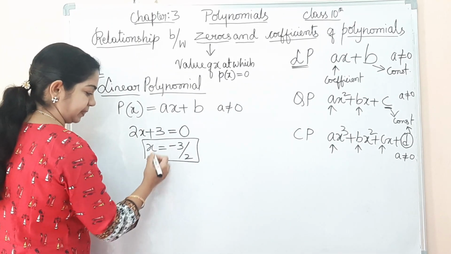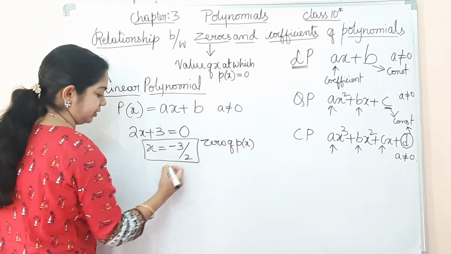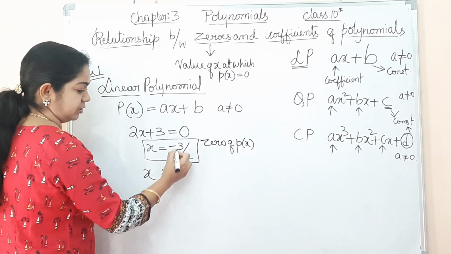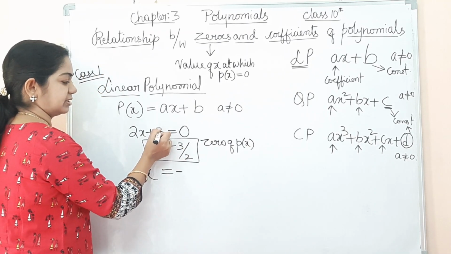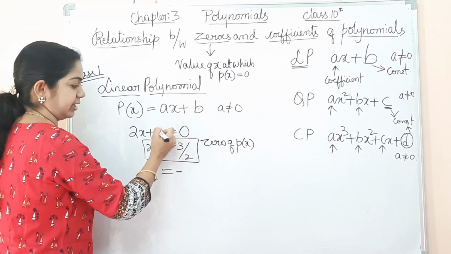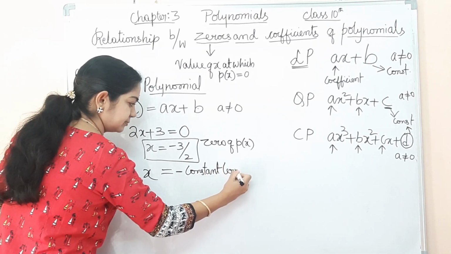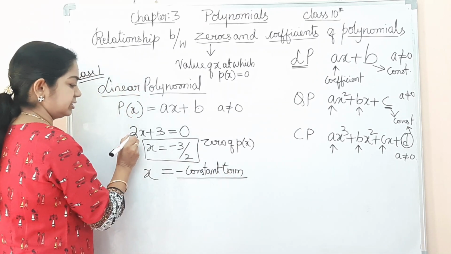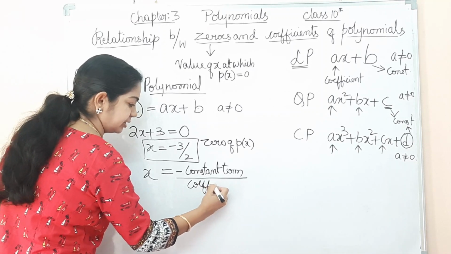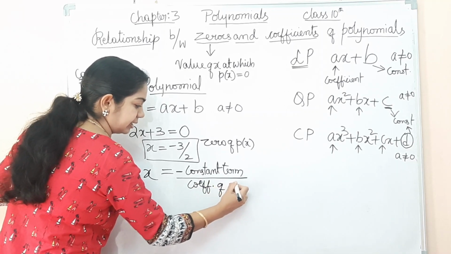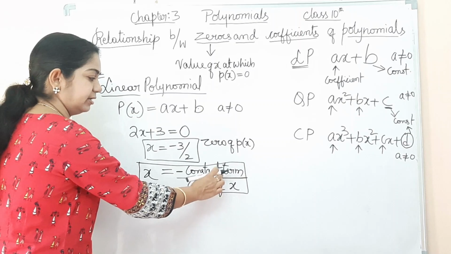Now how did we get this? This is the zero of the polynomial. Okay, how did we get this? Now let's see. Here x is equal to minus 3, that means minus 3 here is the constant. Compare it with the general form. 3 here is the constant term, by 2. 2 here is the coefficient, coefficient of x. I'll write a short form, coefficient of x. So this is the relationship between the zero and the coefficients.